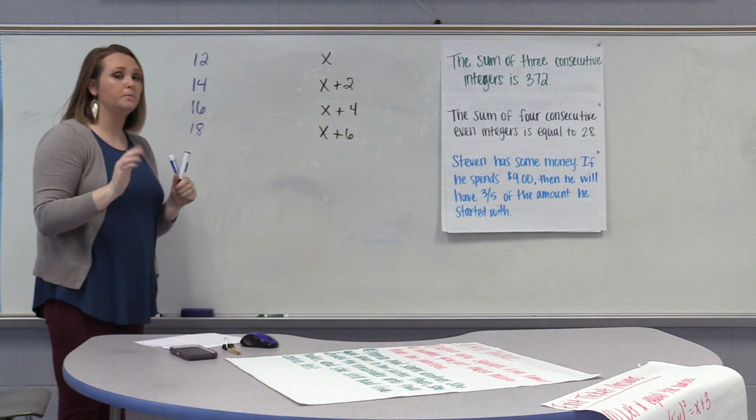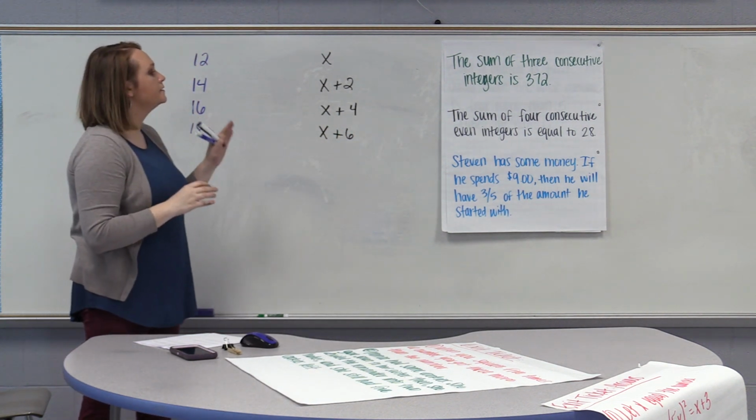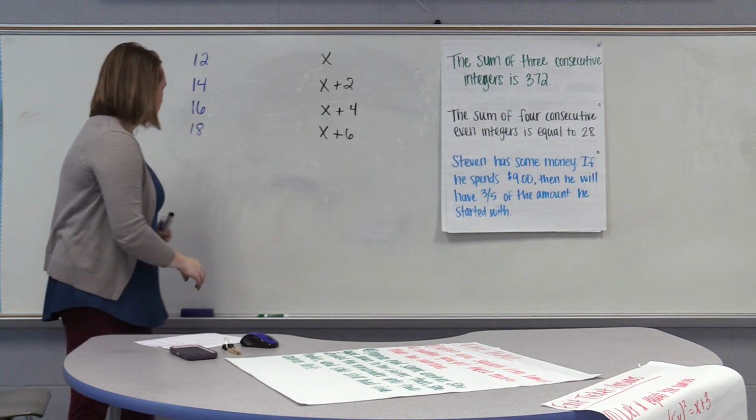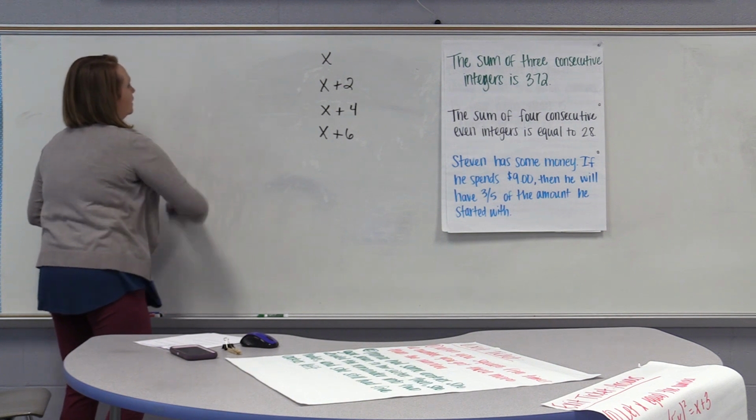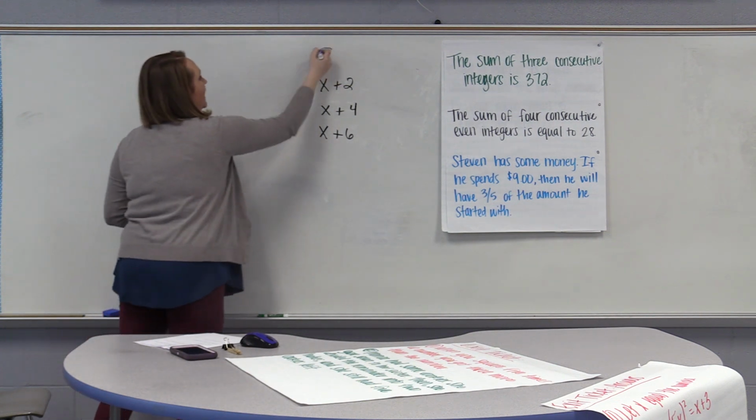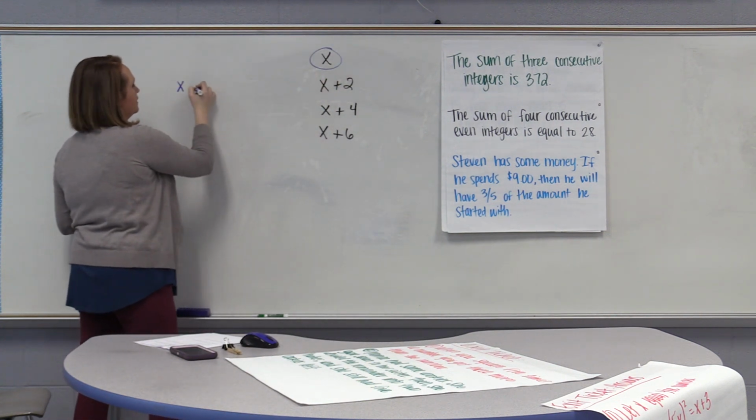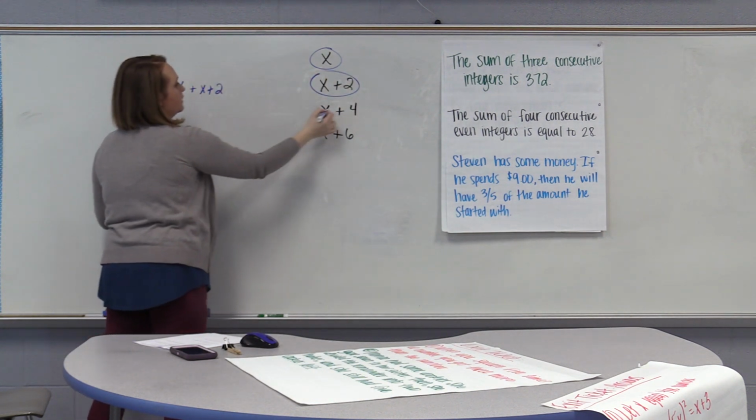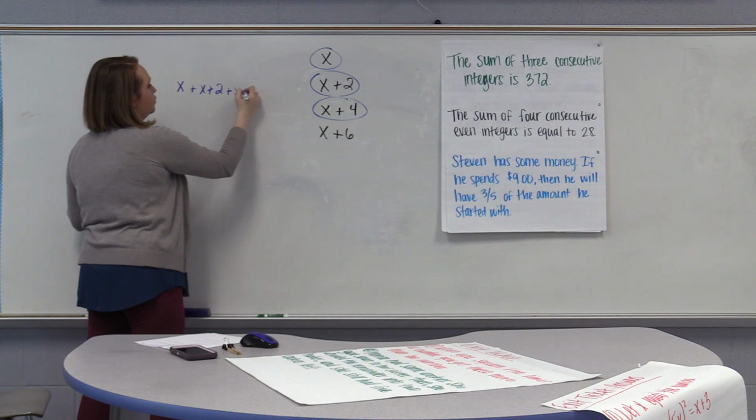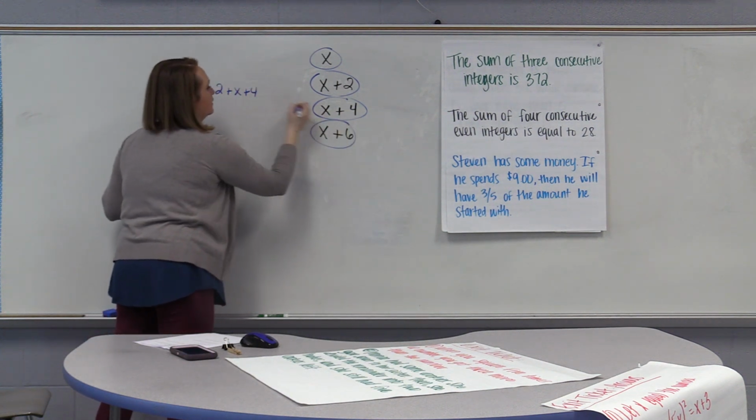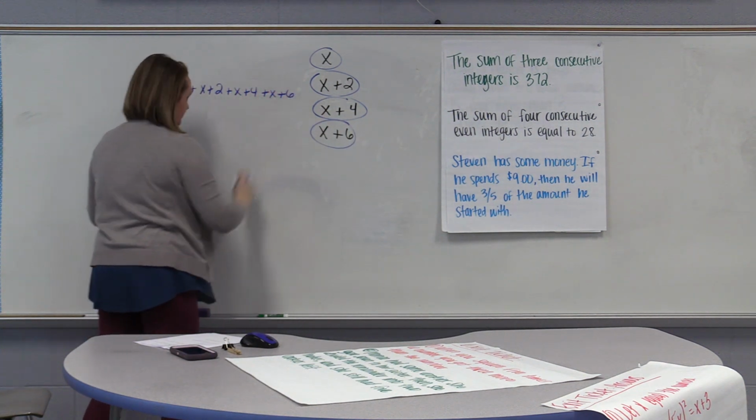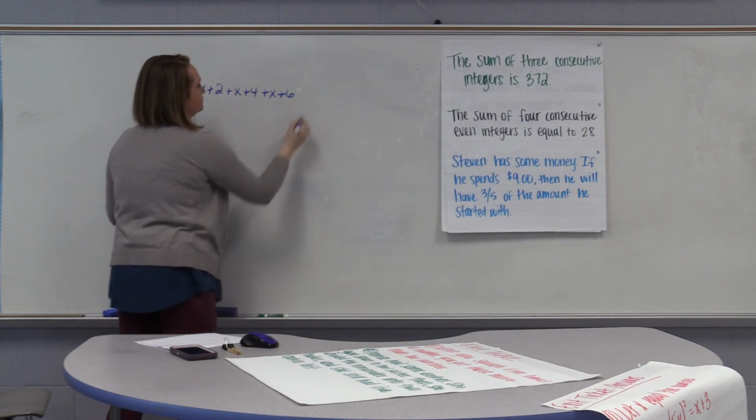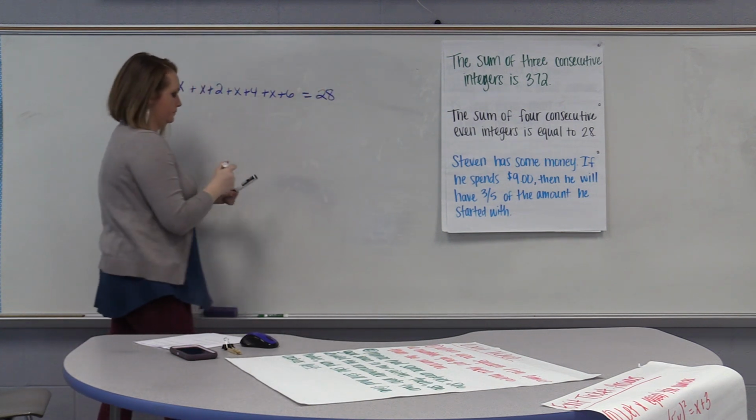Now, let's go back and read the problem one more time. The sum of 4 consecutive even numbers is equal to 28. So what that tells me is when I add x plus x plus 2 plus x plus 4 plus x plus 6, the sum of all of that should equal 28.